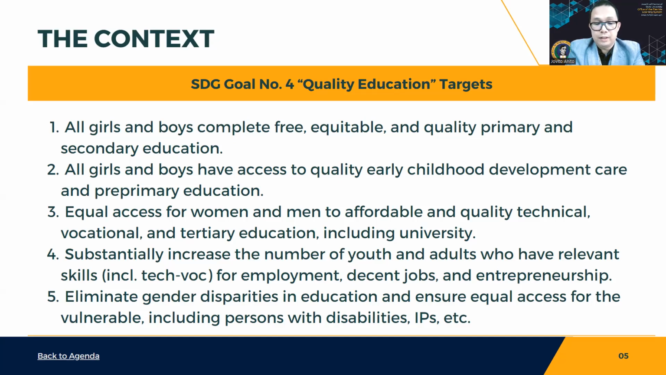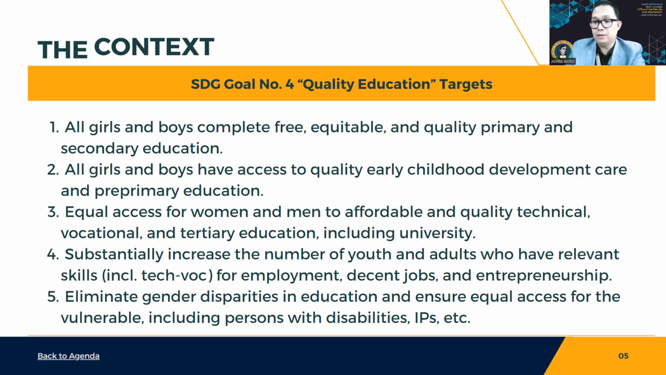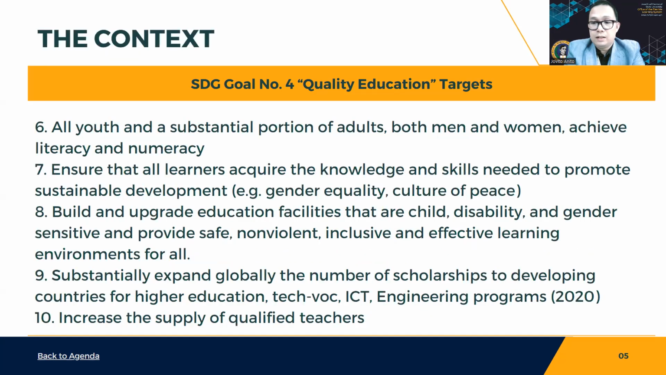SDG4 also targets to eliminate gender disparities in education and ensure equal access for the vulnerable, including persons with disabilities, indigenous peoples, and children who are vulnerable. Number 6 target is that all youth and a substantial portion of adults, both men and women, achieve literacy and numeracy. Ensure that all learners acquire the knowledge and skills needed to promote sustainable development, such as gender equality and culture of peace and nonviolence.